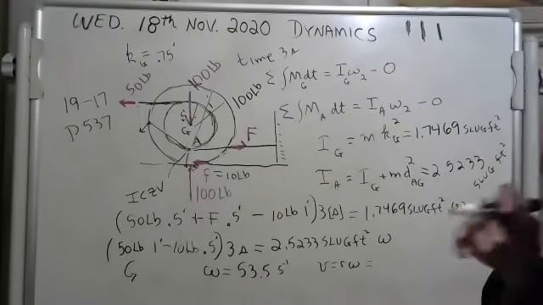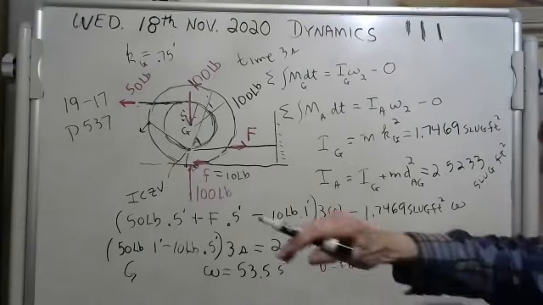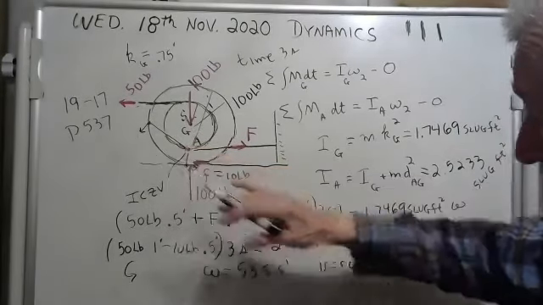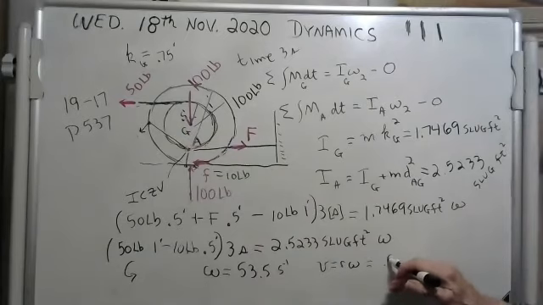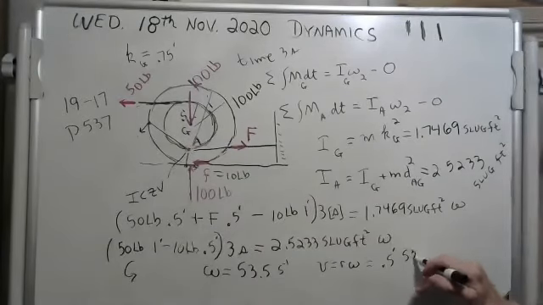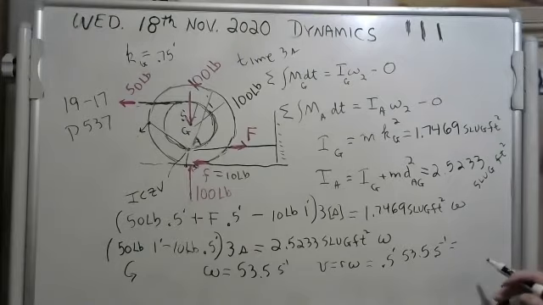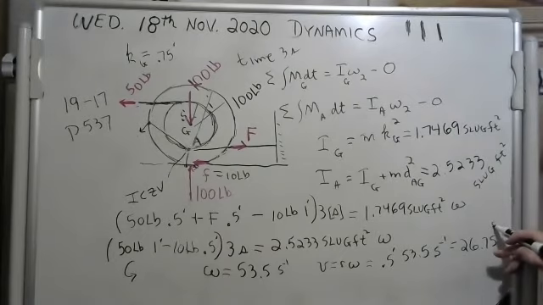The linear velocity is going to be the 0.5. See, this is the ICZV. It's going to be the 0.5 feet times your 53.5 radians per second. I could almost do that in my head. 26.75. I did that in my head. That's kind of dangerous. Feet per second. Did I do that right?